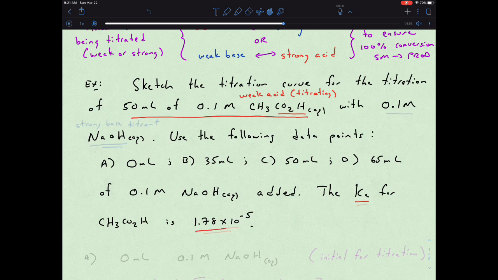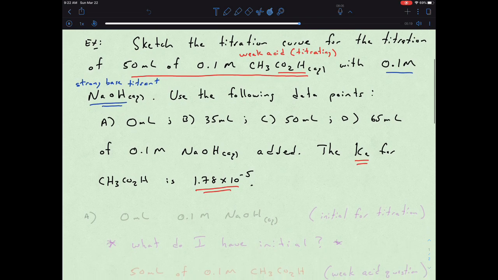The Ka is 1.78 times 10 to the negative fifth. So we know it's a weak acid not only from structure, but also the fact that a Ka is given. And then we also have our strong titrant, or in this case, our strong base titrant. So that's the setup for the titration. We have a weak acid, acetic acid, which we are titrating. We're titrating that with a strong base titrant, sodium hydroxide, and so that is the weak, strong scenario as far as the titration is concerned.